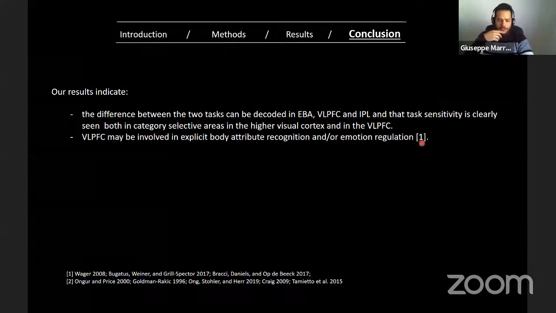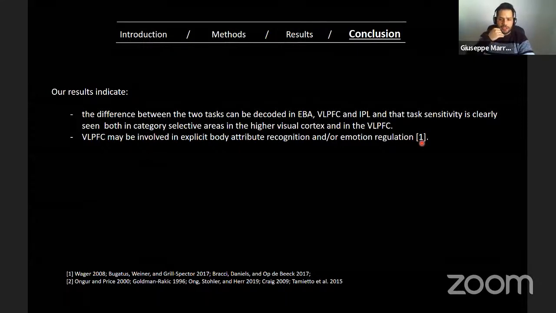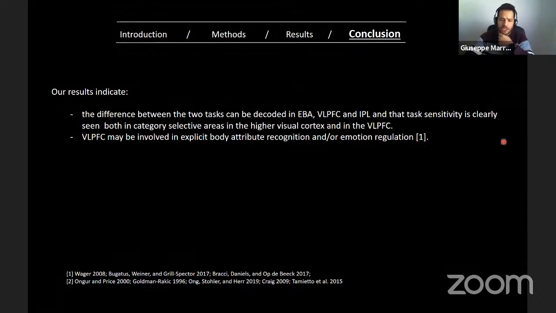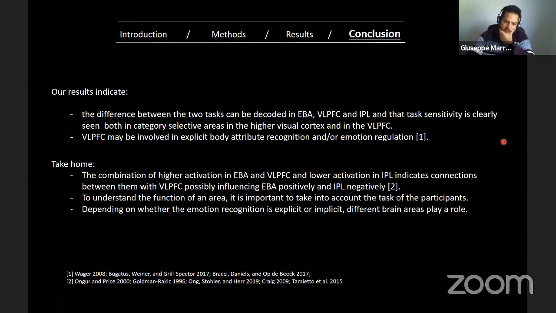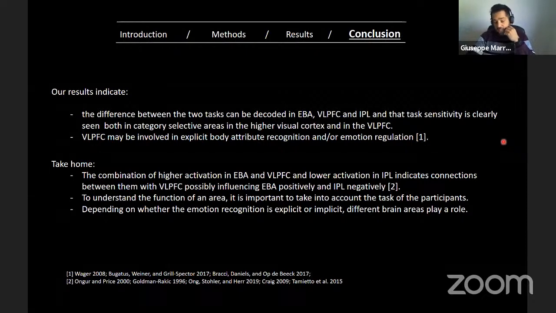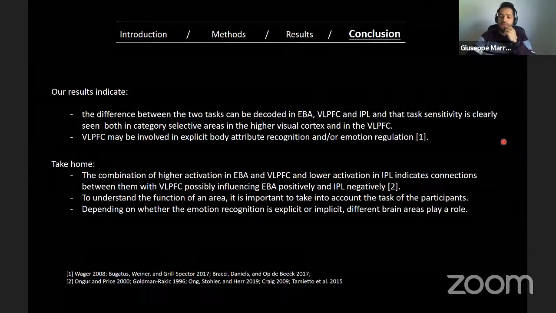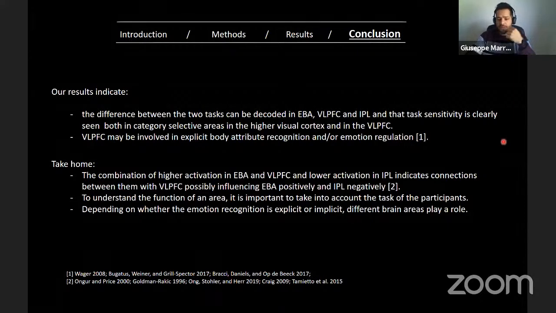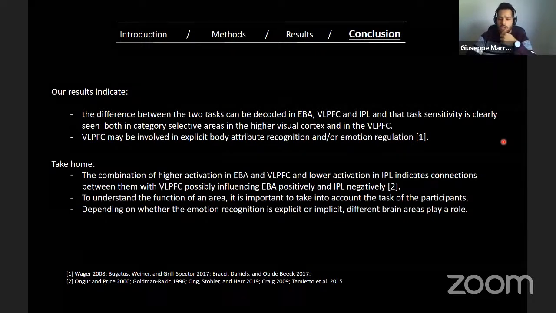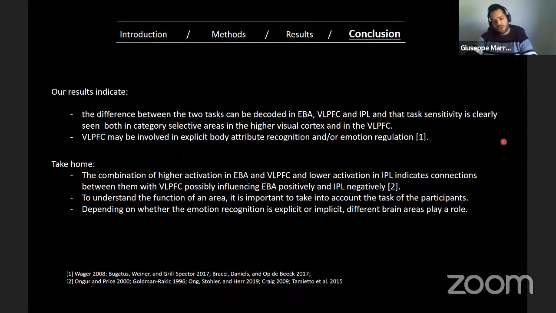So to wrap up, in the present study, we measured the representational dynamics of explicit and implicit body expression, and we identified the brain areas that are critical for the distinction between these 2 tasks. Our results indicate that the task affects body category representation, and specifically EBA may be active in response to explicit body attribute recognition. Ventrolateral prefrontal cortex may also play a role in this categorization because it also codes for body category when the task demands it.